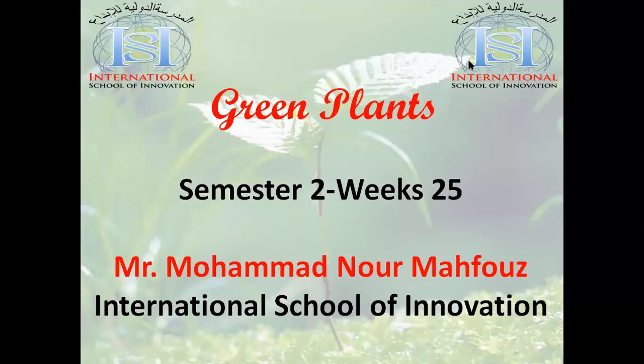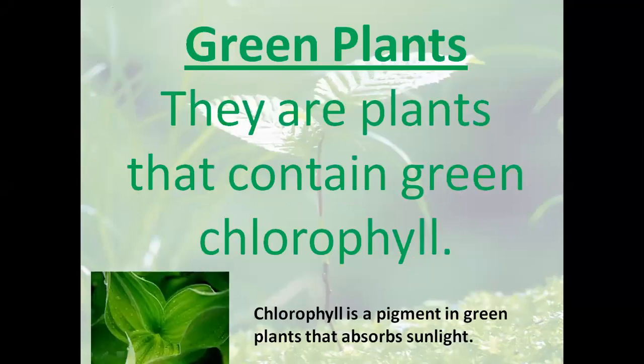In this session, we're going to continue our lesson about the green plants in week 25. So what are the green plants? Already we said that the green plants are plants that contain the green pigment, which is called chlorophyll. This chlorophyll is a pigment in green plants that absorbs the sunlight and gives the green color of the leaves in the green plant. That's why they look green in color.